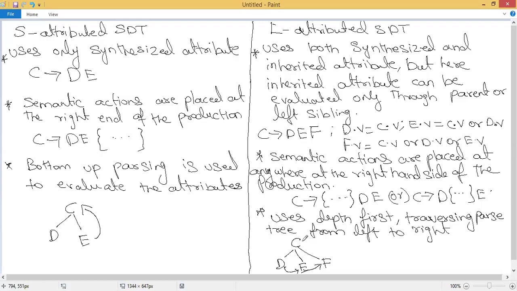Okay, so these are the main differences between S attributed SDT and L attributed SDT. I hope you have understood. Thank you.